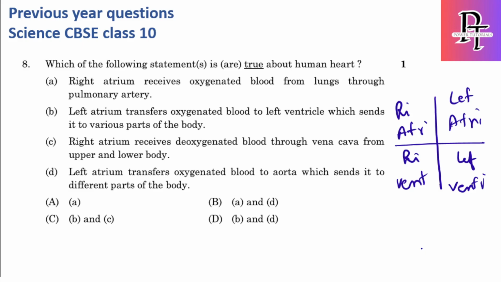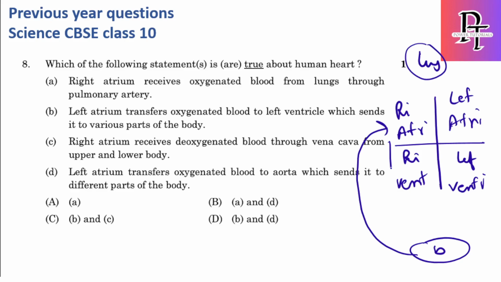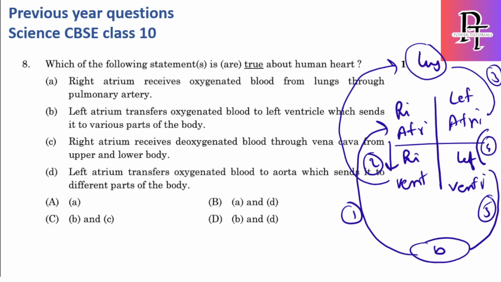What will happen is, from the body the blood goes to the right atrium, then to the right ventricle, from here to the lungs, from the lungs to the left atrium, from the left atrium to the left ventricle, and from the left ventricle to the body. So this diagram you have to remember. This is 1, this is 2, from here it goes to here, this is 3, this is 4, and this is 5. Hence the blood enters the heart twice, that's why it is also called double circulation.